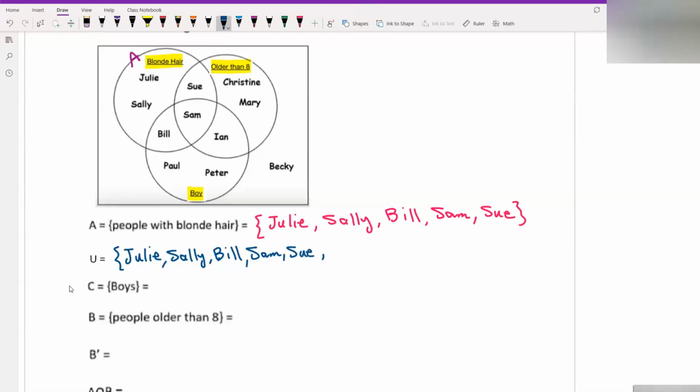Then the next one is older than 8. We already have Sue and Sam. I'm not going to repeat. I'm writing Christine, Mary Ann.